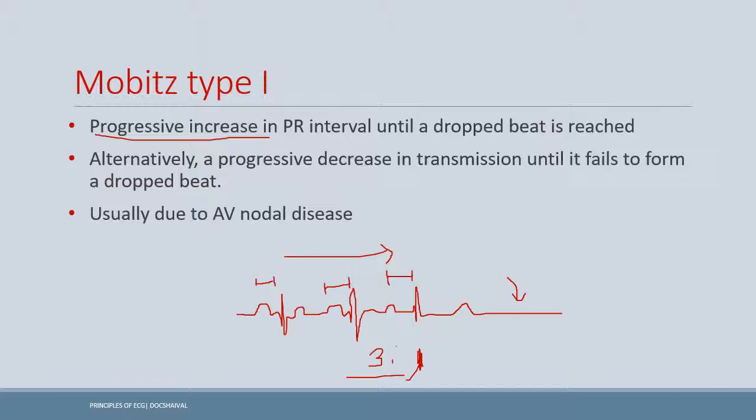Now we can also define it like this: there is a progressive decrease in the transmission until it fails, until the transmission fails ultimately, and then a drop beat is formed. Okay, now Mobitz type 1 usually has a good prognosis, and usually it is benign, and most of the time it is due to the AV nodal pathologies itself, in the AV node itself.